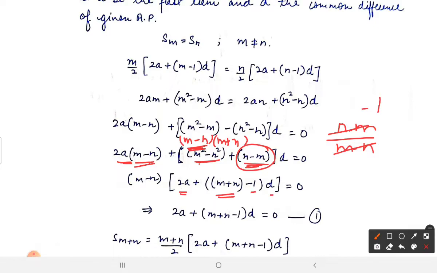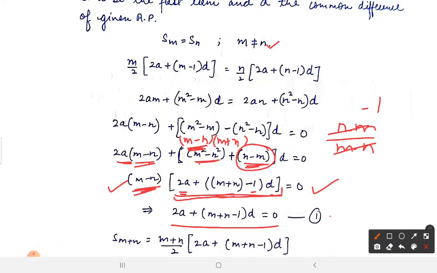So we have either m minus n is 0, or (2a plus (m plus n minus 1) times d) is 0. But m minus n is not 0, because if it is 0 then m should be equal to n, which is not true. So what is 0? This bracket is 0. So we have 2a plus (m plus n minus 1) times d is 0.